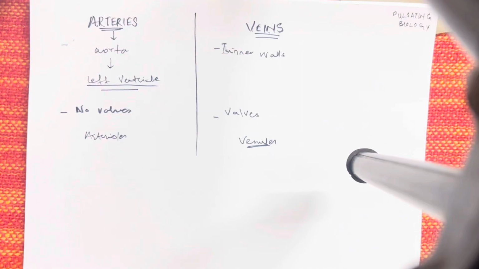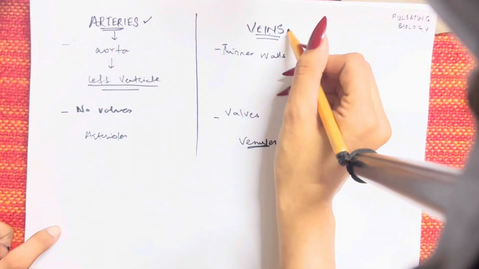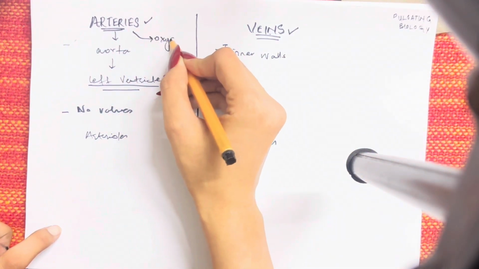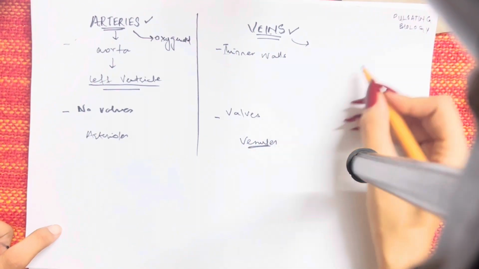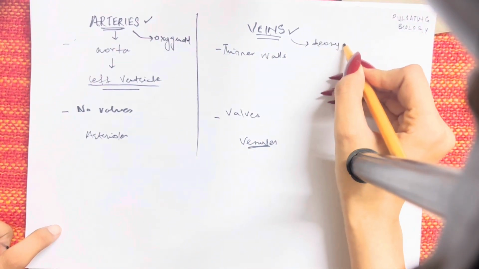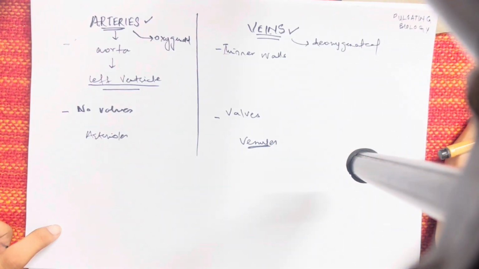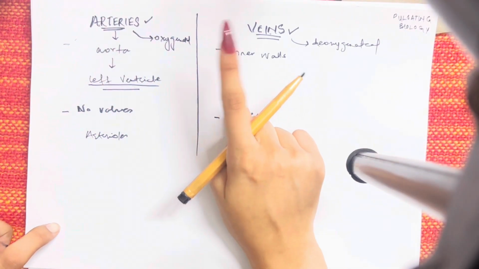Another difference is the kind of blood that is transported from the artery away from the heart and the vein towards the heart. Arteries carry oxygenated blood, whereas the veins carry the deoxygenated blood towards the heart. So these are the two vessels that carry the blood. The artery carries the blood away from the heart, while the vein carries the blood towards the heart.